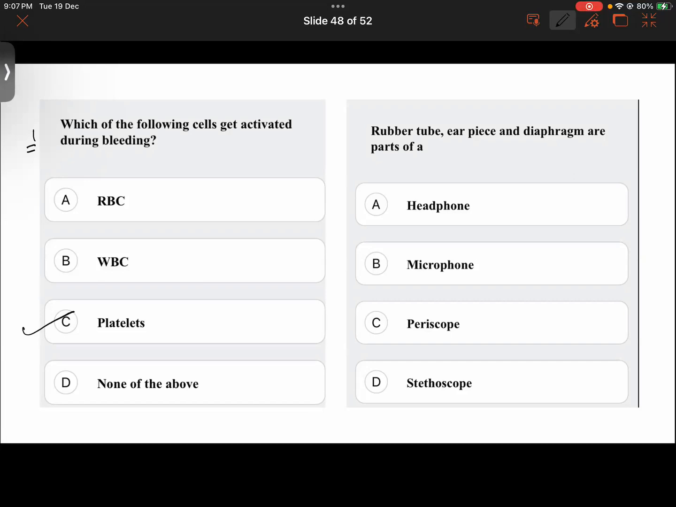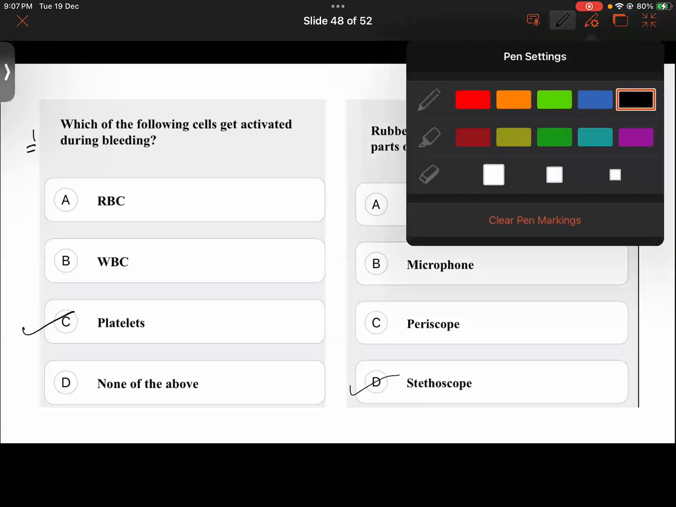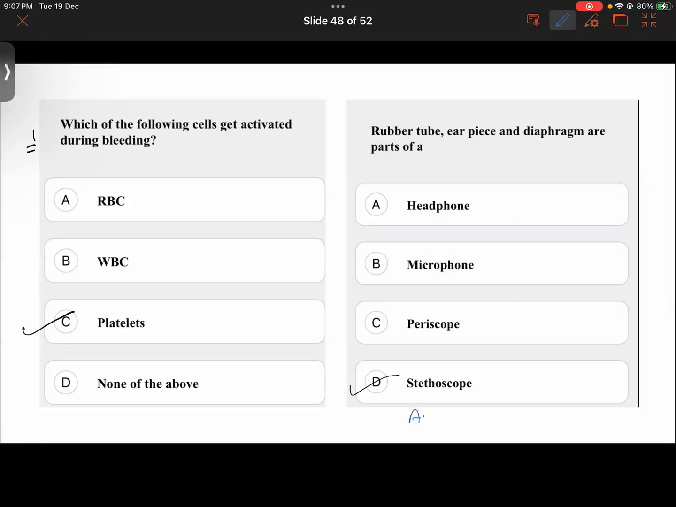Rubber tube, earpiece, and diaphragm are parts of a stethoscope. Exactly. That is a stethoscope. Also, there was a concept of auscultation. Auscultation is basically the science in which we study the internal sounds produced by the body.